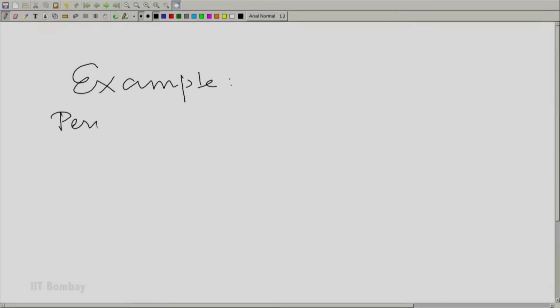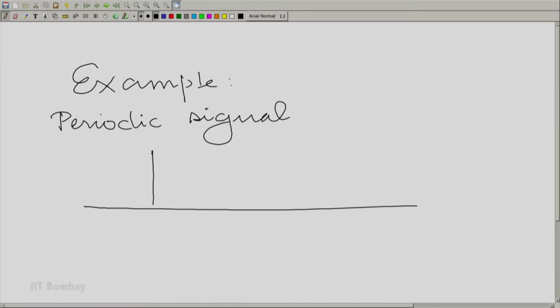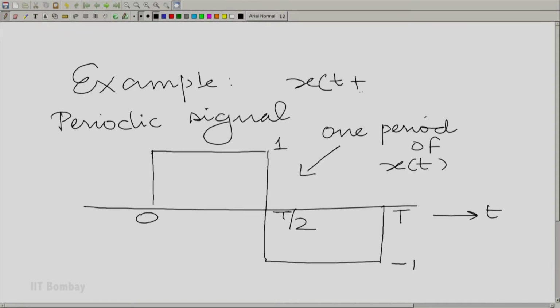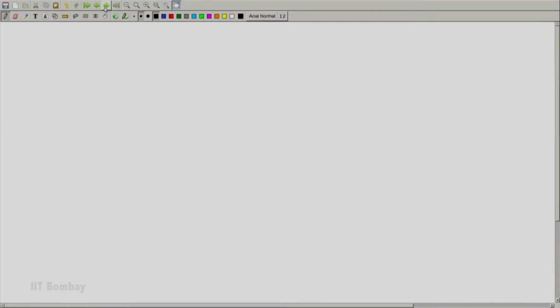We have a periodic signal x(t), a square wave. I'll show one period of the signal. The signal is 1 for the interval 0 to T/2 and minus 1 for the interval T/2 to T, and this is one period. And needless to say, x(t + T) is equal to x(t) for all t. So, it is periodic with period capital T.